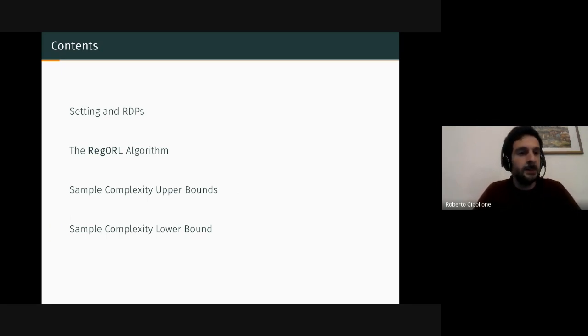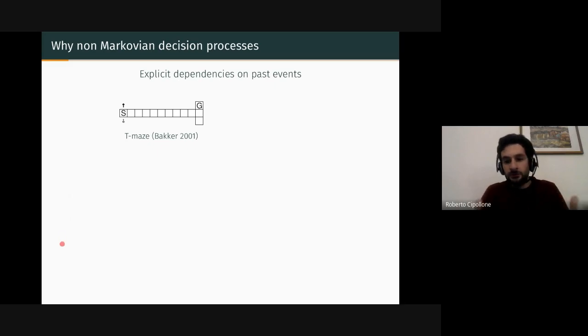So let's get started. First, I want to motivate why we care about non-Markovian decision processes, but that's quite easy for me because the situation comes up quite often in interesting environments. A first cause of non-Markovian dependency is explicit dependency on past events. For example, we might consider this toy example. The agent starts at S, it receives a top observation or a bottom observation, and based on this observation, the goal will be placed at the top cell or the bottom one. So there's this dependency between the first observation and the position of the goal and the associated reward.